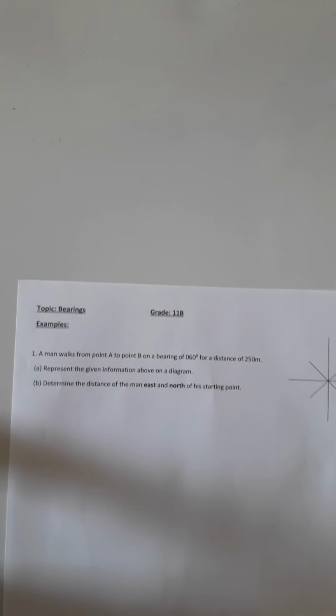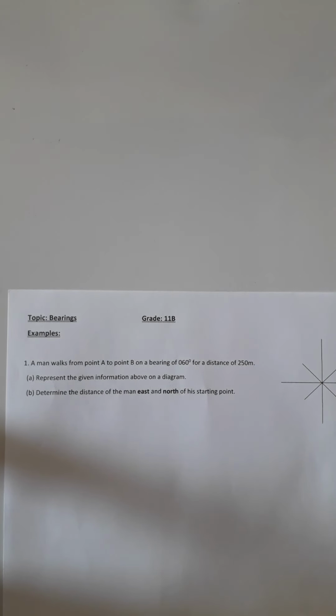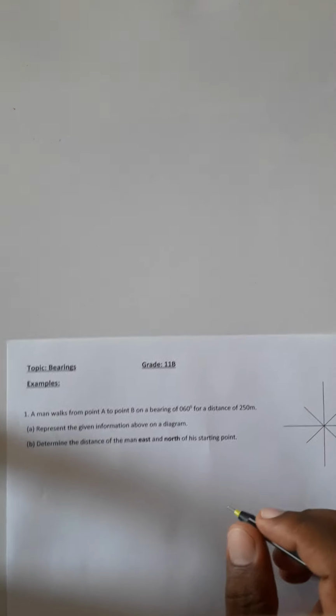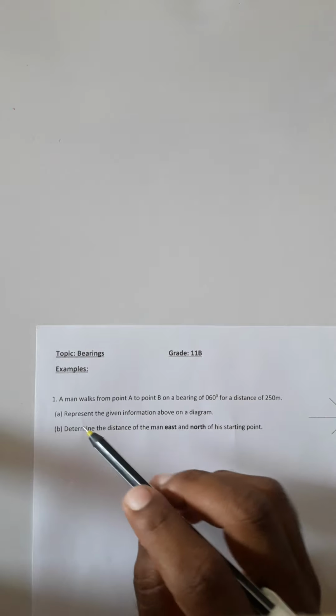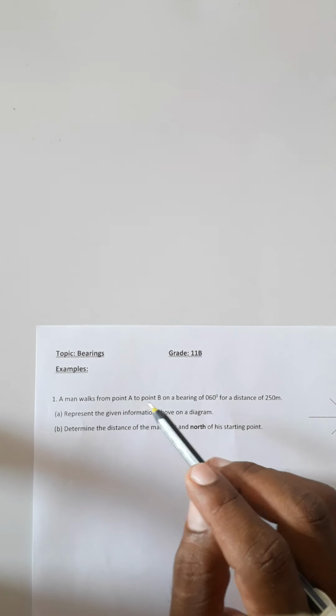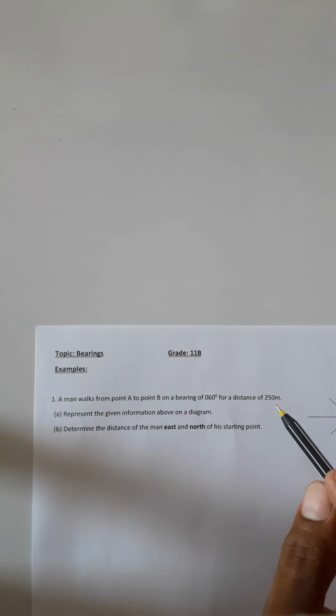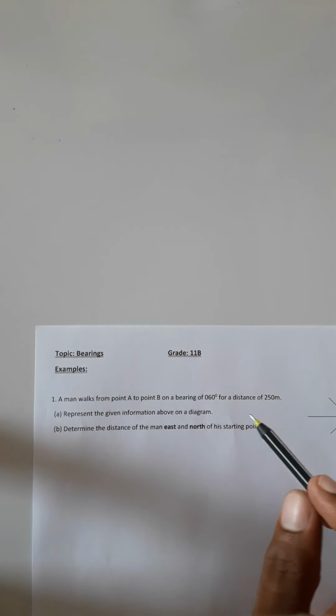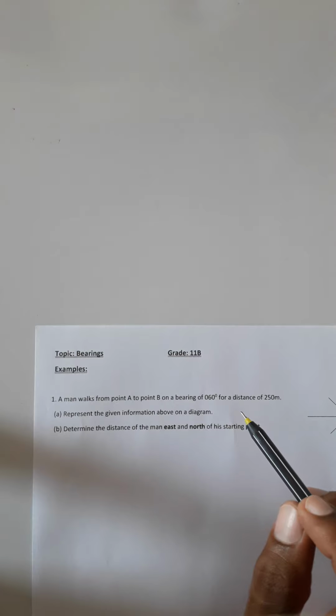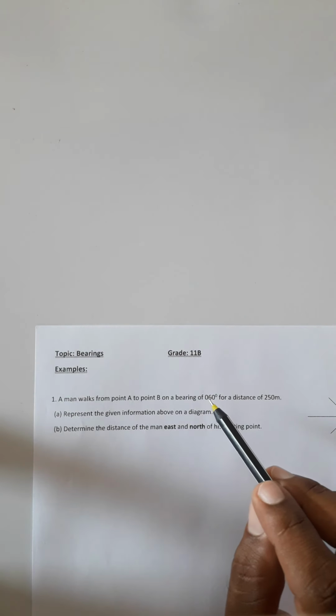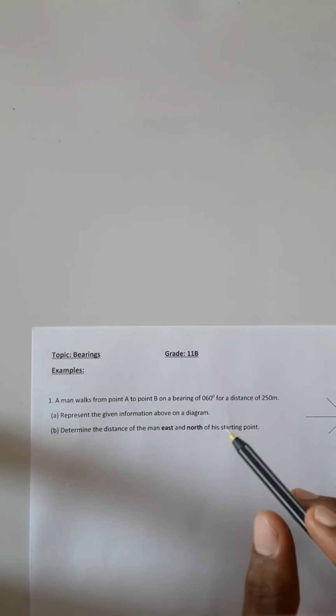Alright, we continue on bearings. We're gonna look at three different examples. Good, so example 1, a man walks from point A to point B on a bearing of 060 degrees for a distance of 250 meters. Also remember, we represent bearings in 3 digits, so that's why we got 060 degrees.